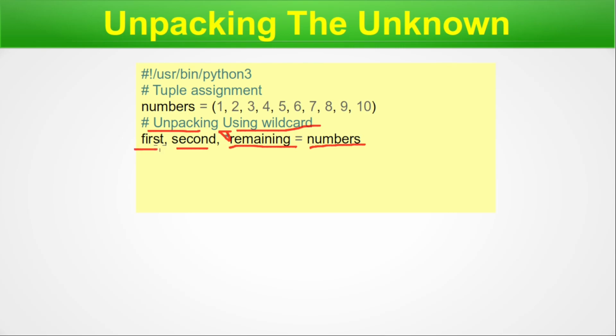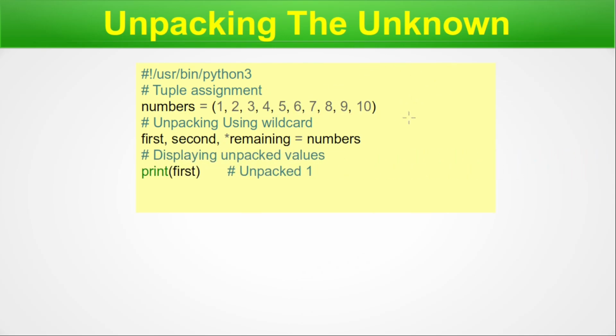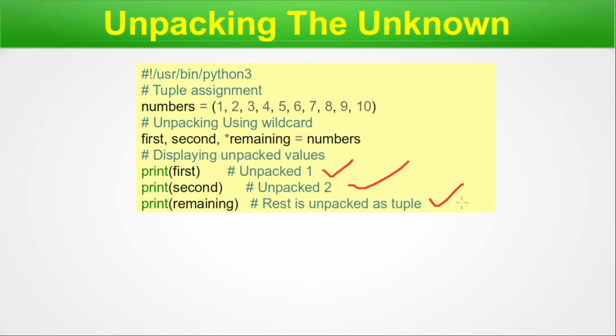So you can relate this to the previous example. First, we'll fetch this, the second will fetch this, and the rest will be fetched into this one. So this will become a tuple containing these elements. Displaying the unpacked values, we write print first, the first one which is unpacked. First is the variable. Earlier we used single-alphabet variables, but here we are using names, that is, strings. Next we have unpacked 2, and next we have the unpacked remainder as a tuple: first, second, and remaining.